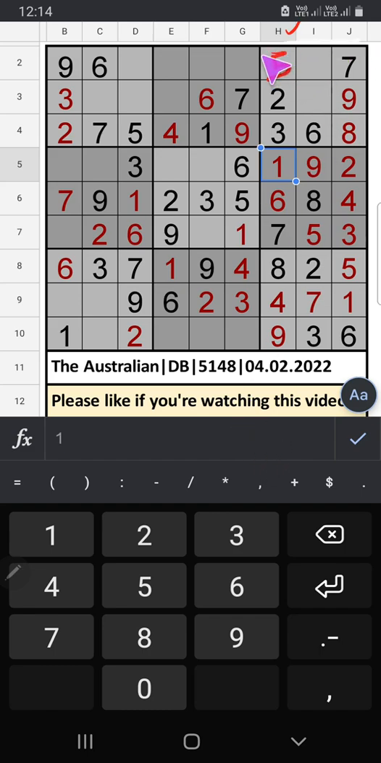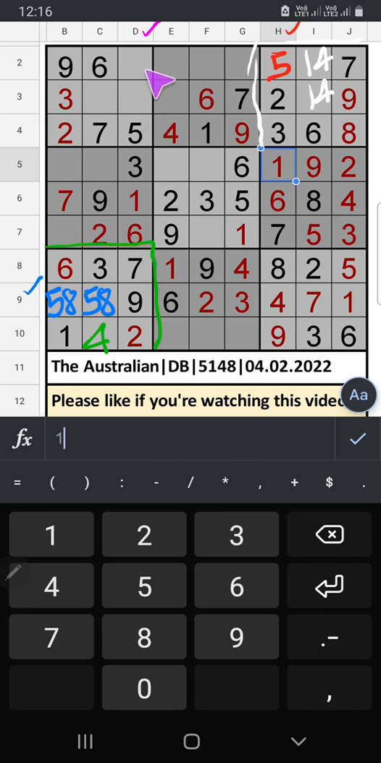3rd grade, only 2 numbers are remaining, 1 and 4. We will confirm later. 9th row, only 2 numbers are remaining, 5 and 8. We will confirm later. 7th grade, only 1 number is remaining, 4. 4 is confirmed here.